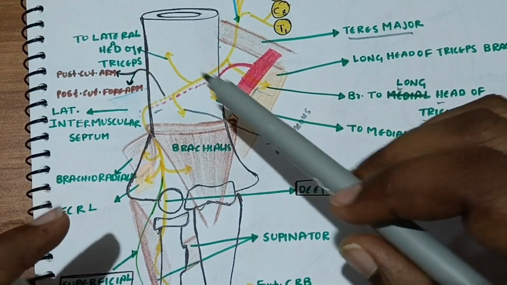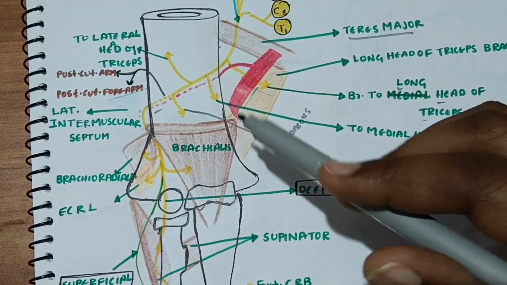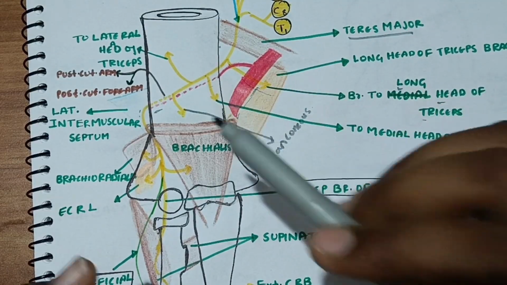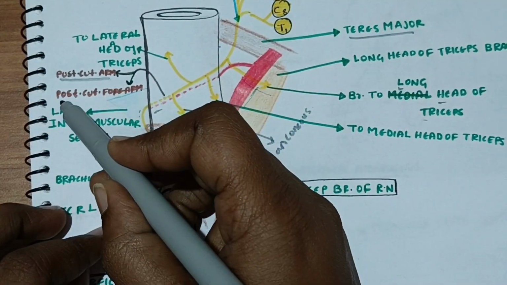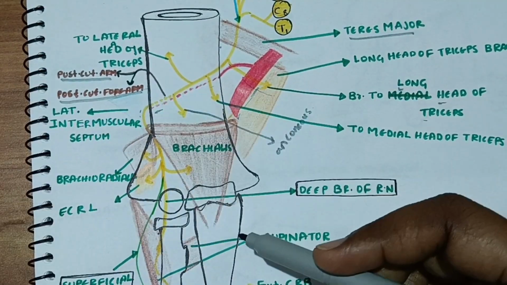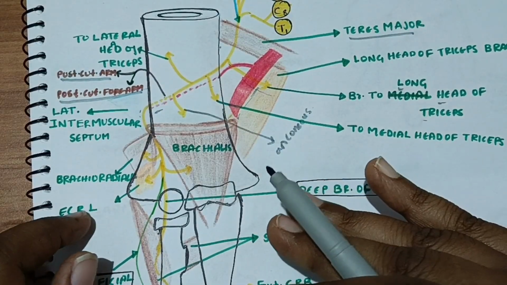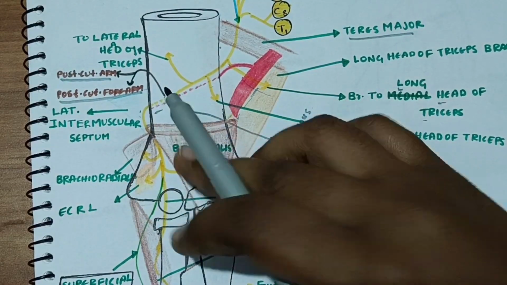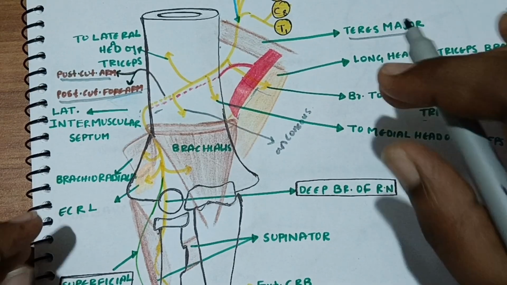It is also giving a cutaneous branch. In the radial groove, it gives a cutaneous branch which divides into the posterior cutaneous nerve of the arm and the posterior cutaneous nerve of the forearm. It supplies the complete posterior aspect of the upper limb.